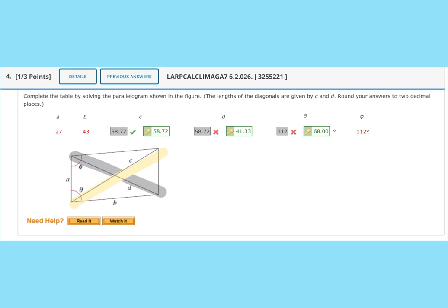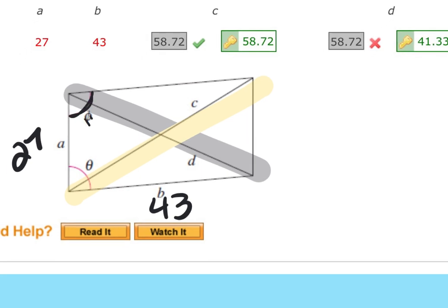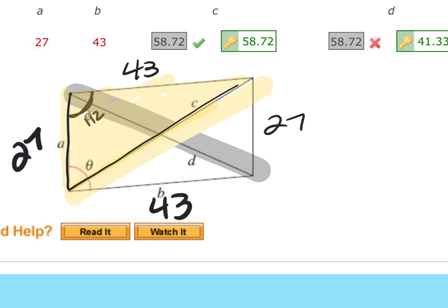All right, so on this specific one, A was 27 and B was 43. And then the angle that was given was 112. So this whole angle here is 112. If I use the top triangle first to find C, then another property of parallelograms that comes into play is that opposite sides are congruent. So 43 goes here and 27 goes here. If I do that, then I have side angle side here to get side C.